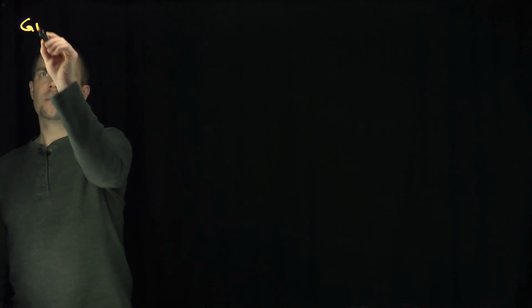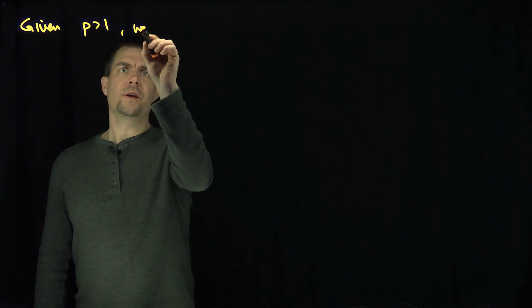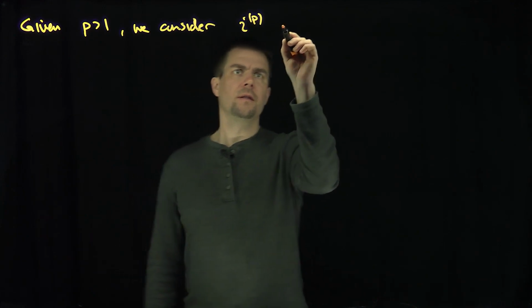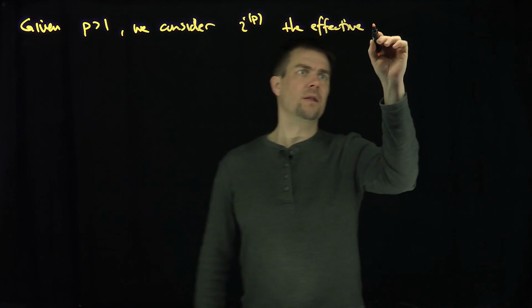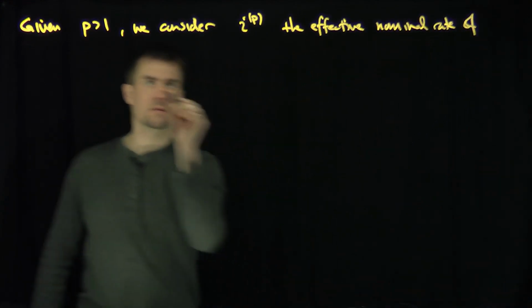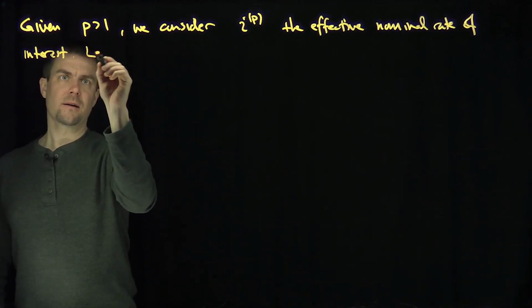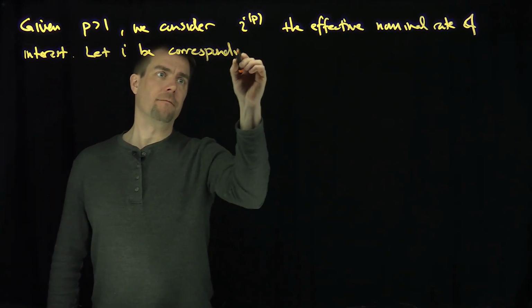Hello students, in this video we'll discuss annuities that are payable more frequently than annually. Given p greater than 1, we consider i^(p), the nominal rate of interest. So now we're doing nominal rates of interest. We let i be the corresponding effective annual rate.